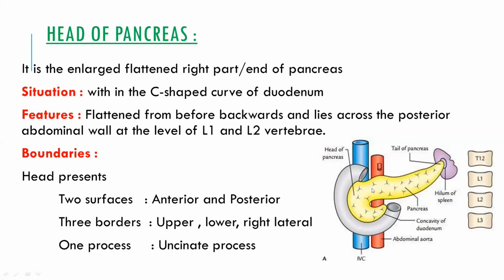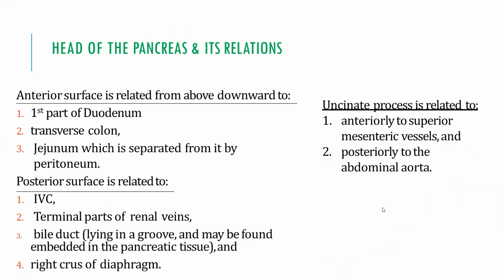And now the boundaries or the external features of the head of pancreas. If you observe, it has 2 surfaces: anterior surface and posterior surface, and 3 borders: upper border, lower border, and right lateral border, and one process, that is the uncinate process. So the head presents 2 surfaces, 3 borders, and one process.